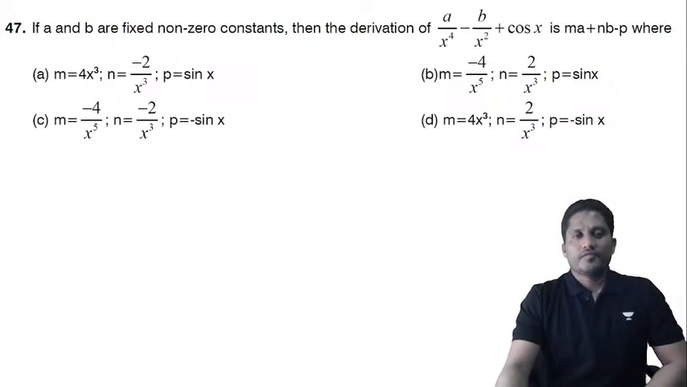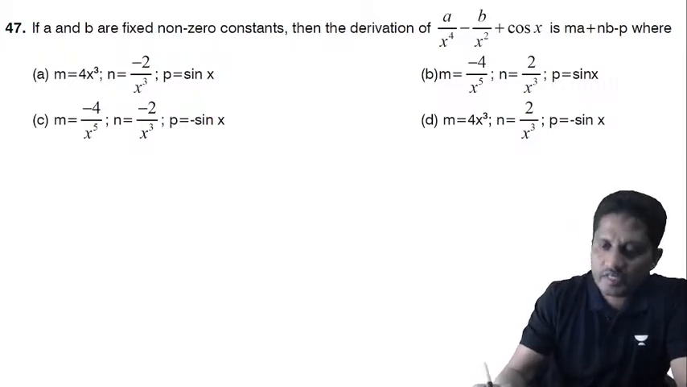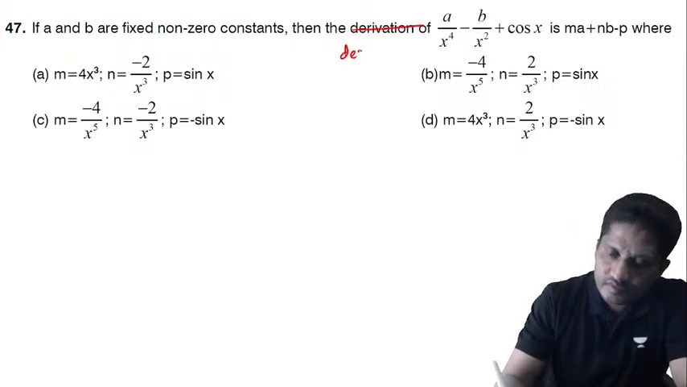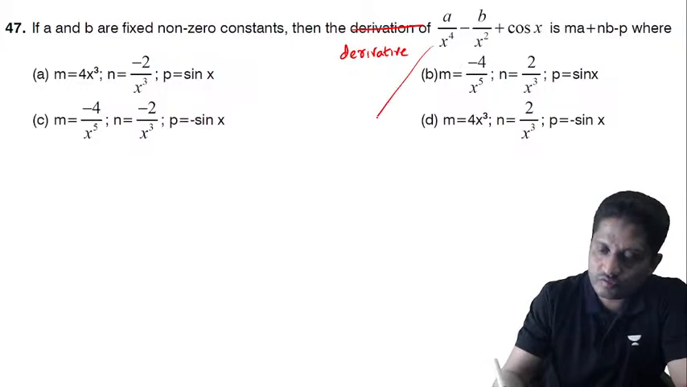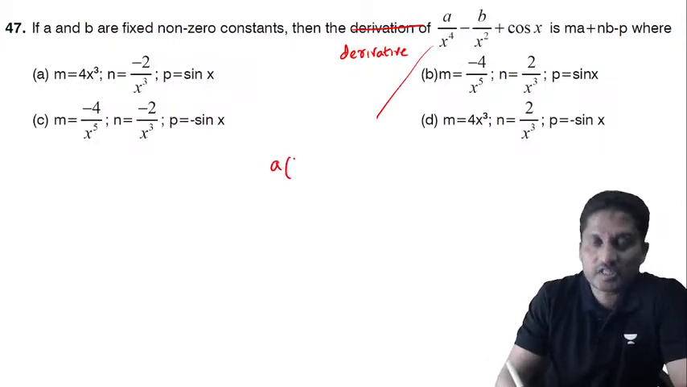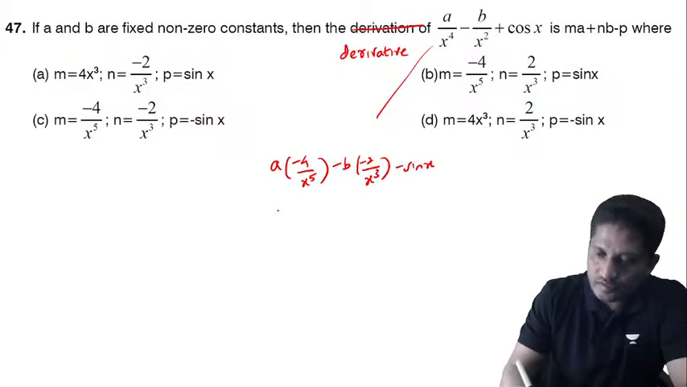Right, question number 47. If a and b are two fixed non-zero constants, then the derivative of this function is ma plus nb minus 7. Then which of the following is true? If I differentiate this, differentiation of 1 by x power 4 is minus 4 by x power 5. Differentiation of 1 by x square is minus 2 by x cube. And differentiation of cos is minus sine.